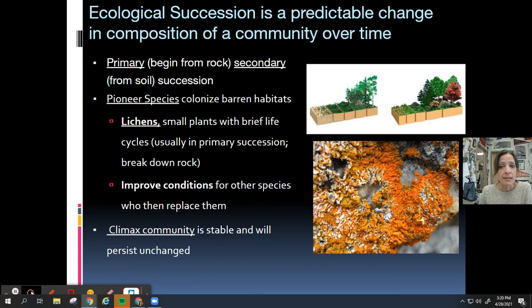So primary succession is going to take a lot longer because you have to break down the rock and turn it into soil for the other organisms to colonize. The pioneer species in secondary succession would be something like weeds or grass, the first things that start growing on a hillside that's had a forest fire. And then the climax community is the community that will be stable if the environment stays unchanged.